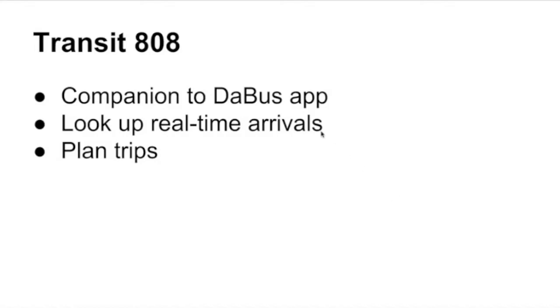While Google Maps currently offers similar features in looking up directions, it doesn't allow users to save these trips, nor does it allow users to see real-time arrival information when planning the trips. Transit 808 will do both.